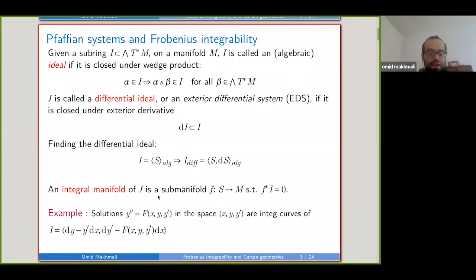For example, I think we've seen this example before in Dennis's lecture. We're given a second order ODE, and in the first jet space, the space of variables x, y, y prime, the solutions of this ODE are the integral curves of this ideal generated by these two one forms. And basically the curves are given as the integral curves of this vector field.